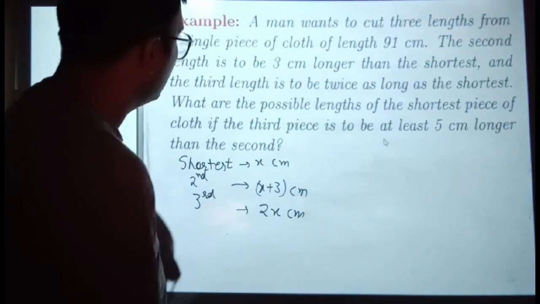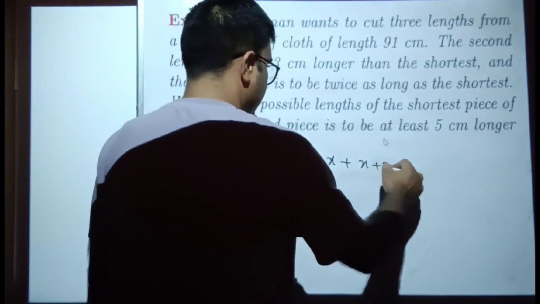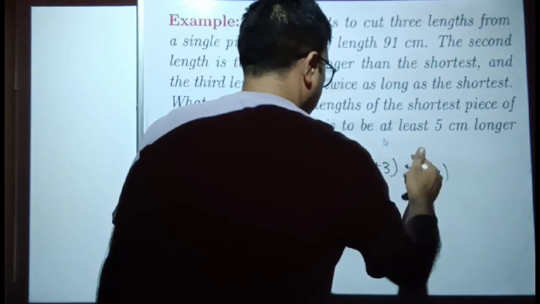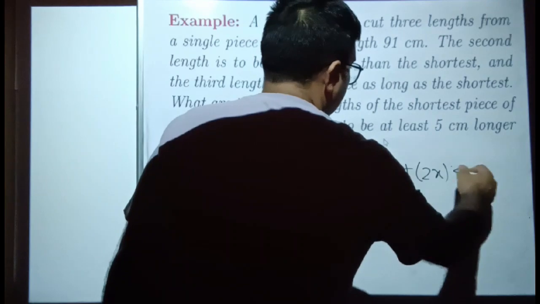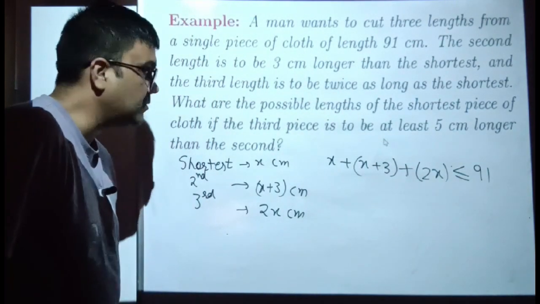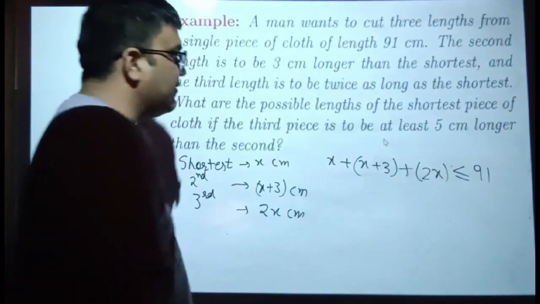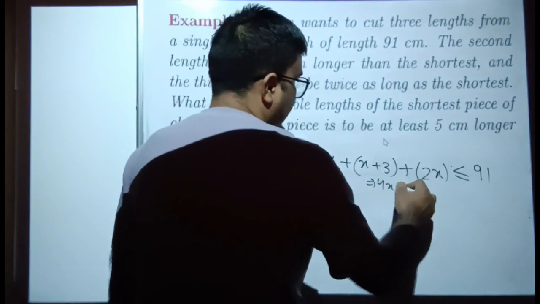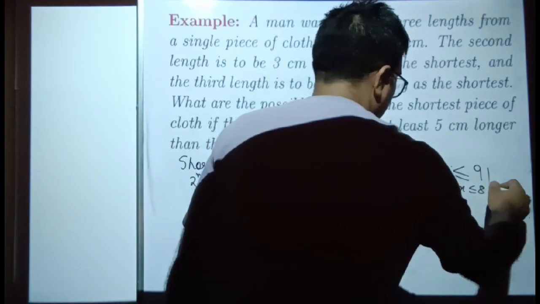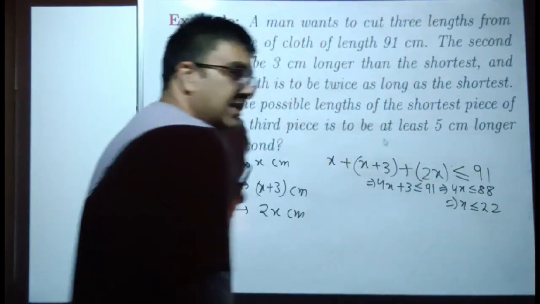We are saying the total cloth we have is 91 centimeter. So we are saying x plus x plus 3 plus 2x, the maximum length we can have, should be less than or equal to 91. One equation we are getting in this form. So we get 4x plus 3 is less than or equal to 91. This implies 4x is less than or equal to 88, and this implies x is less than or equal to 22.